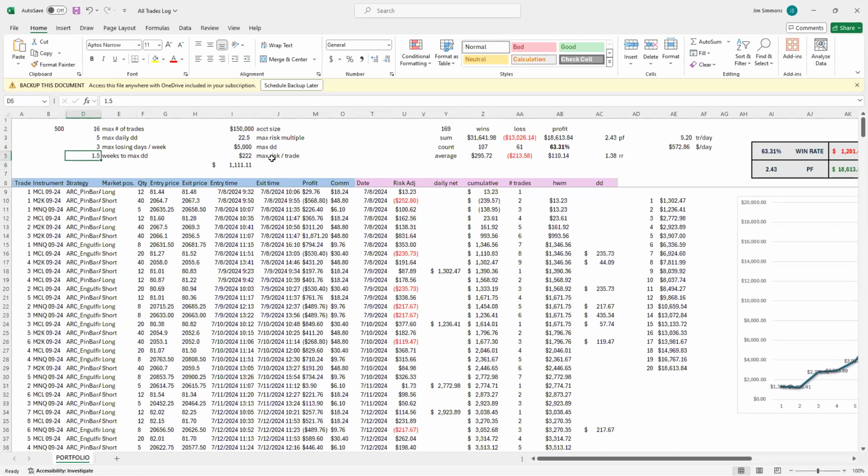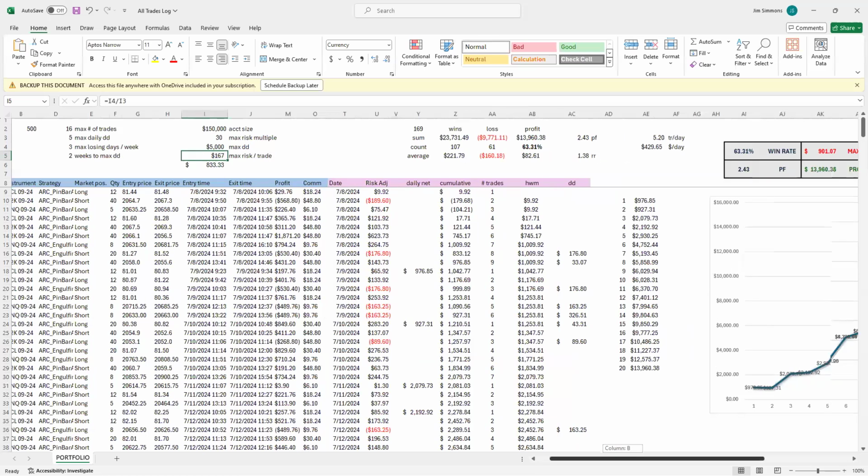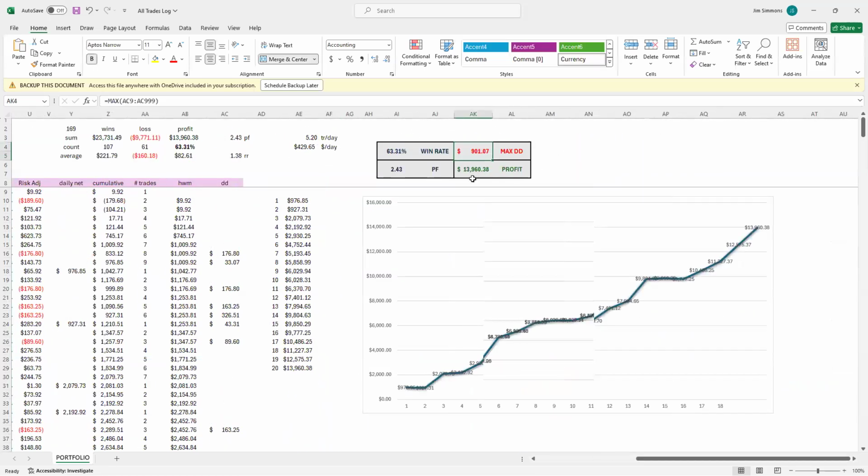Basically what this means is, if this was the case, you'd have to have 6 days where you're taking 5 max daily losses in one day, and that would put you at a max risk. If your drawdown was 5,000, for example, that would put you at a max risk per trade of about 167. So if we put this at 167, our max drawdown's 901 and the profit's 13,000.